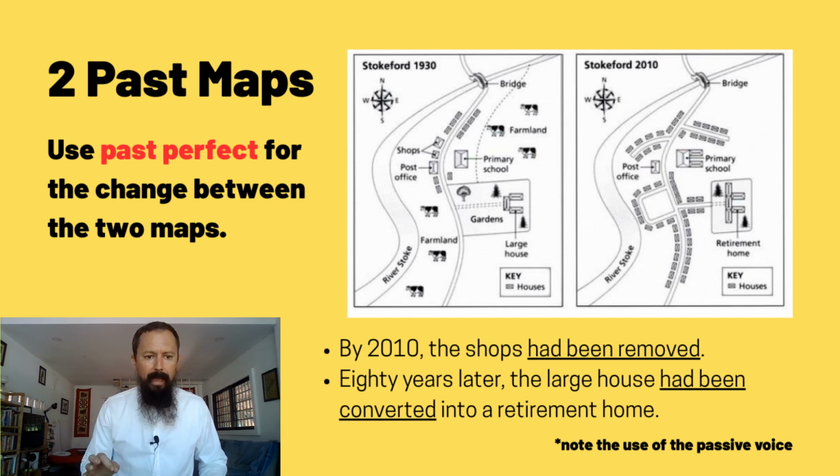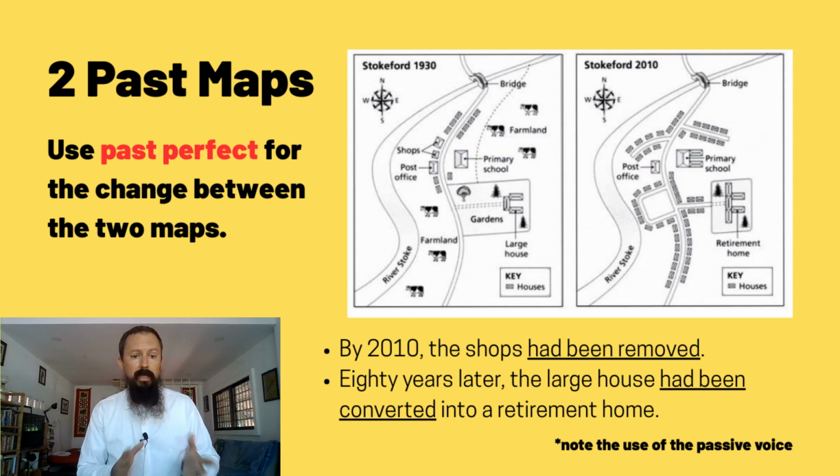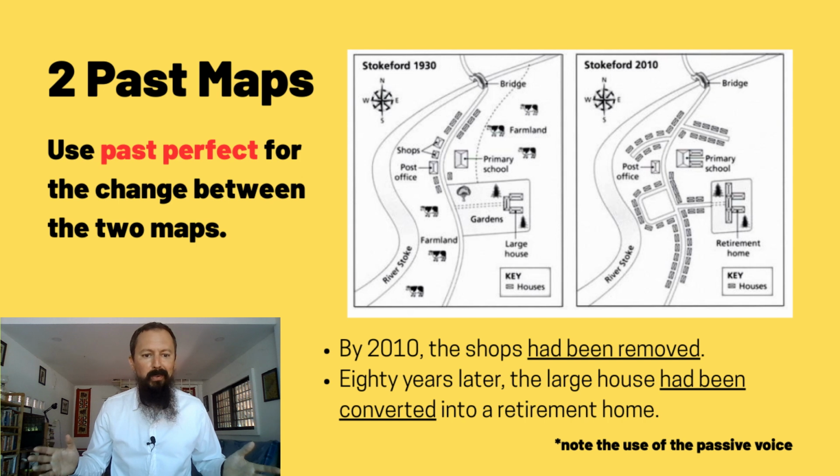Note that these are both in the passive voice. We don't always use the passive voice for map descriptions, but it's very, very common actually, because we don't know who did the action. The shops didn't remove themselves, someone did it, but we don't know who did that. We don't know which person was responsible or which organization was responsible. And in such cases, we use the passive voice. And so now we're using the past perfect tense in the passive voice.